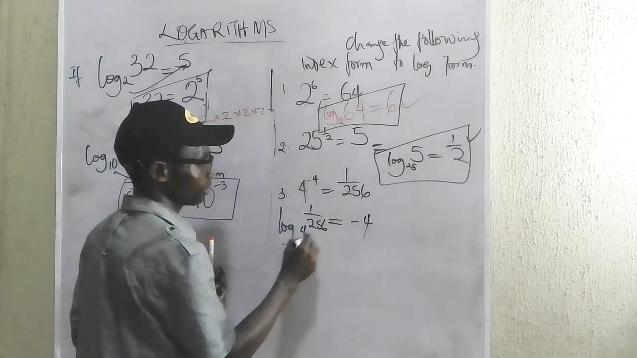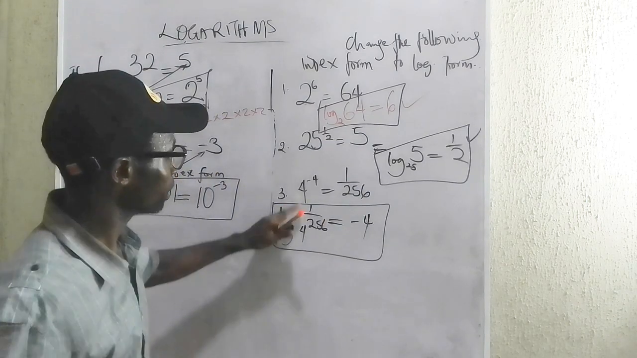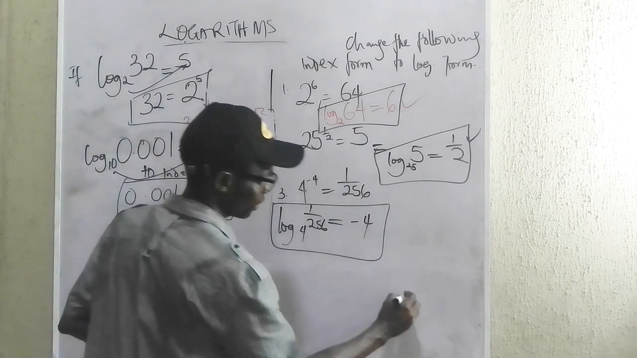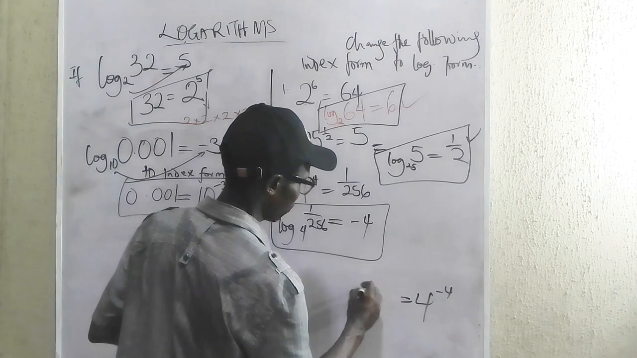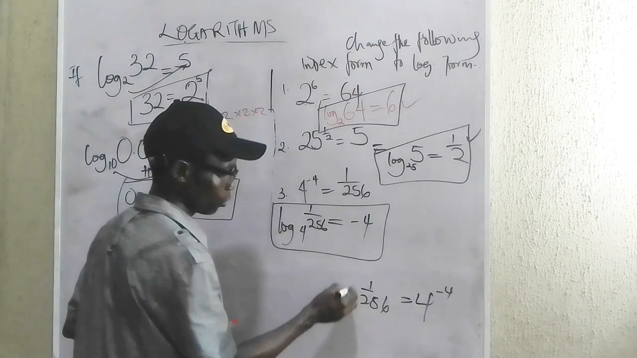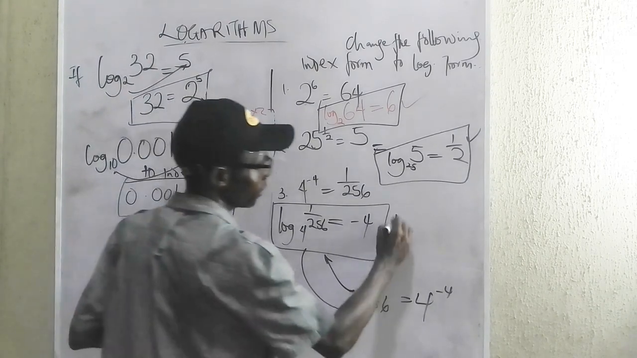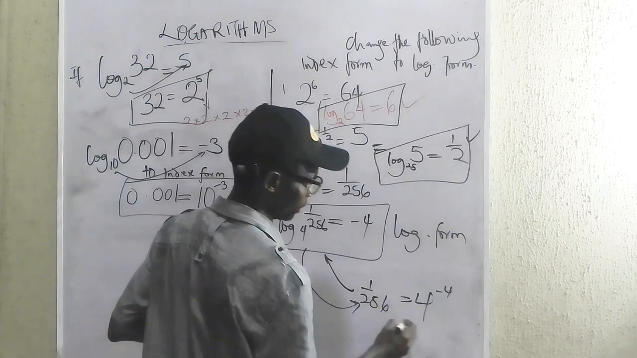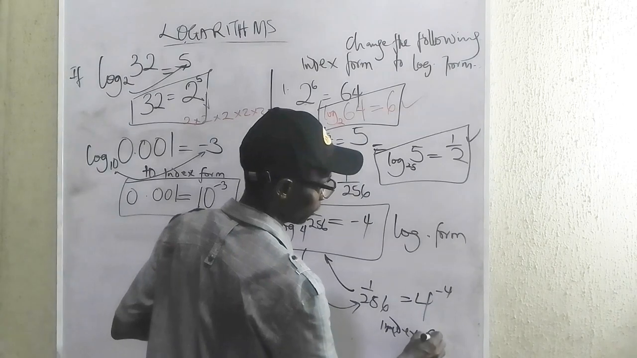This was the actual thing here, 1 over 256. So this base was actually raised. When you raised it, you had 4 raised to the power of minus 4 equal to 1 over 256. So this gives this, and this gives this. So this is the logarithmic form, and this is the index form.